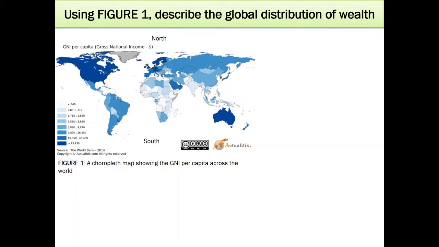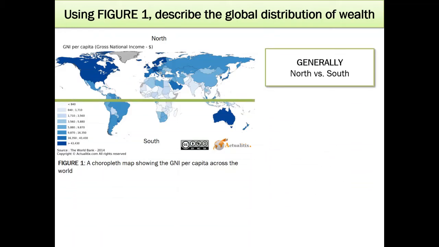So the first one we're going to look at is what our general trend is. First of all, we're going to divide the world up using the equator. I've already labelled on the map north and south, so you can see that. And we're looking at a general trend of whether the north or the south has higher wealth, okay? And again, we're looking at those countries or those areas that have really dark blue colours. So is there more dark blue in the north or the south? And you're looking at either side of the equator, okay, for the first bit of this answer.